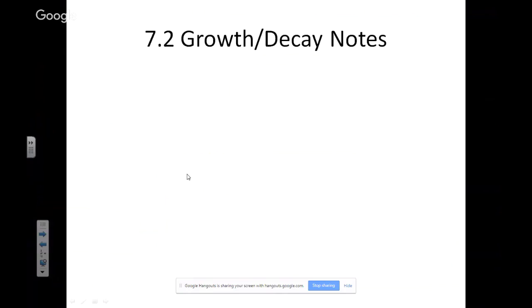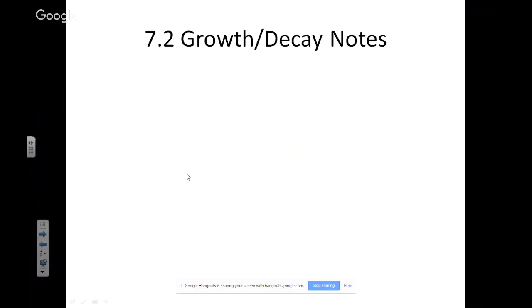All right, so some of the bad news is that for some reason I don't have a digital copy of these notes, so I'm going to tell you where I am, and then you have the notes, I have a paper copy, and together we're going to get through these. So we're looking at 7.2 growth decay notes, okay?